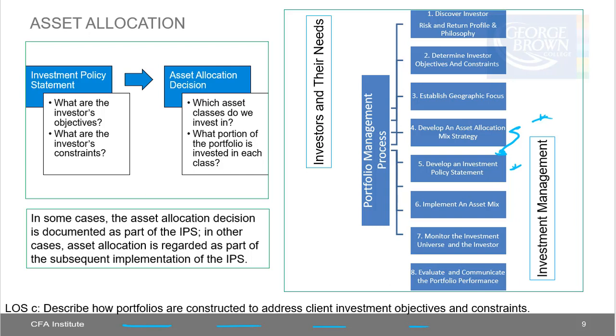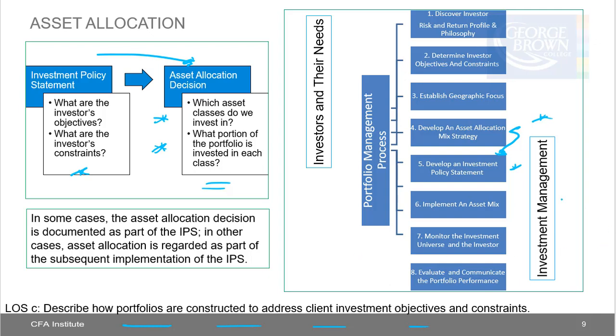And that's why I wanted you to understand the JP Morgan checkerboard of asset class returns from 2003 to 2017. You can see there's a lot of variance and fluctuation. The process of exploiting these short-term fluctuations by adjusting the asset class mix in the portfolio is known as tactical asset allocation. So up here, the investment policy statement. What are the investor's objectives? What are the investor's constraints? And that is an input into the asset allocation decision. Which asset classes do we invest in? What portion of the portfolio is invested in each class?